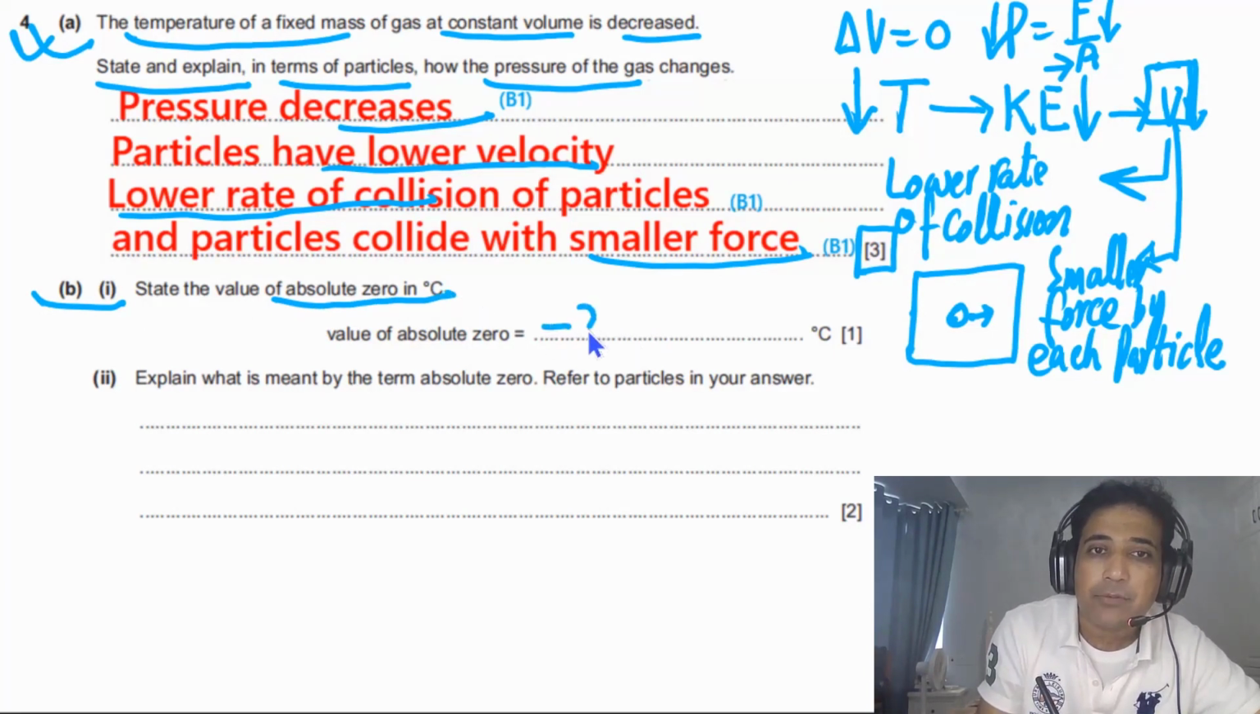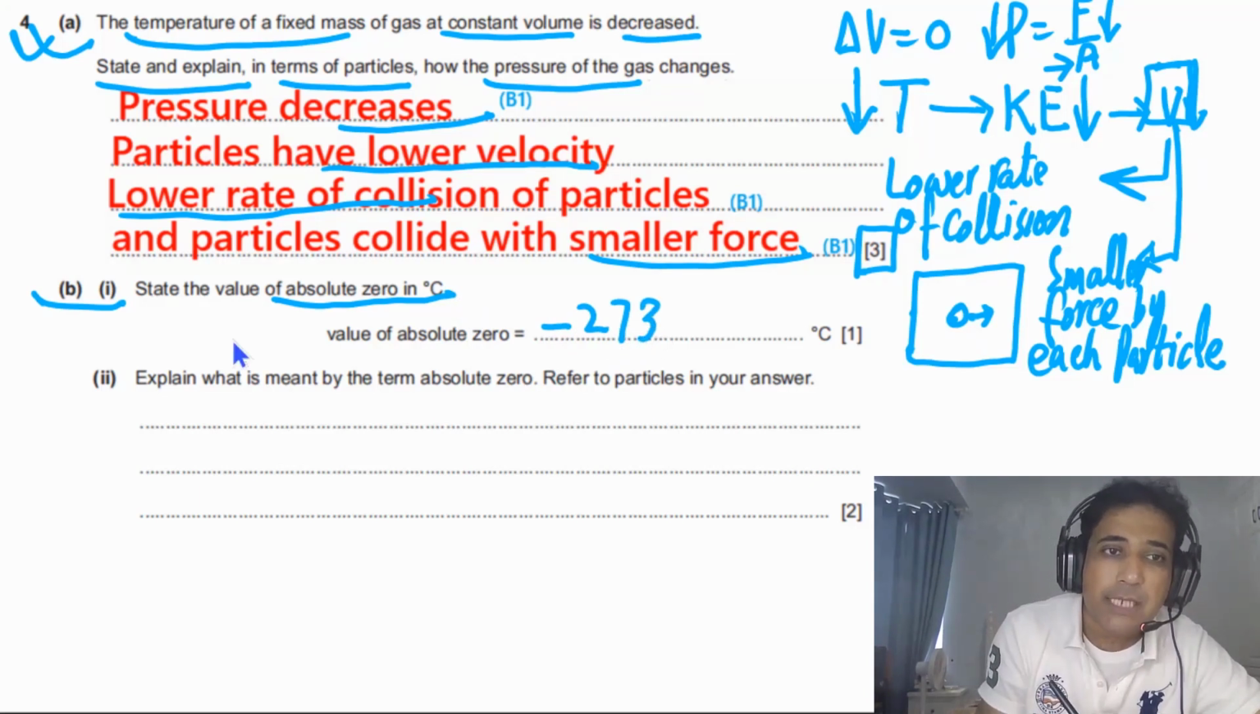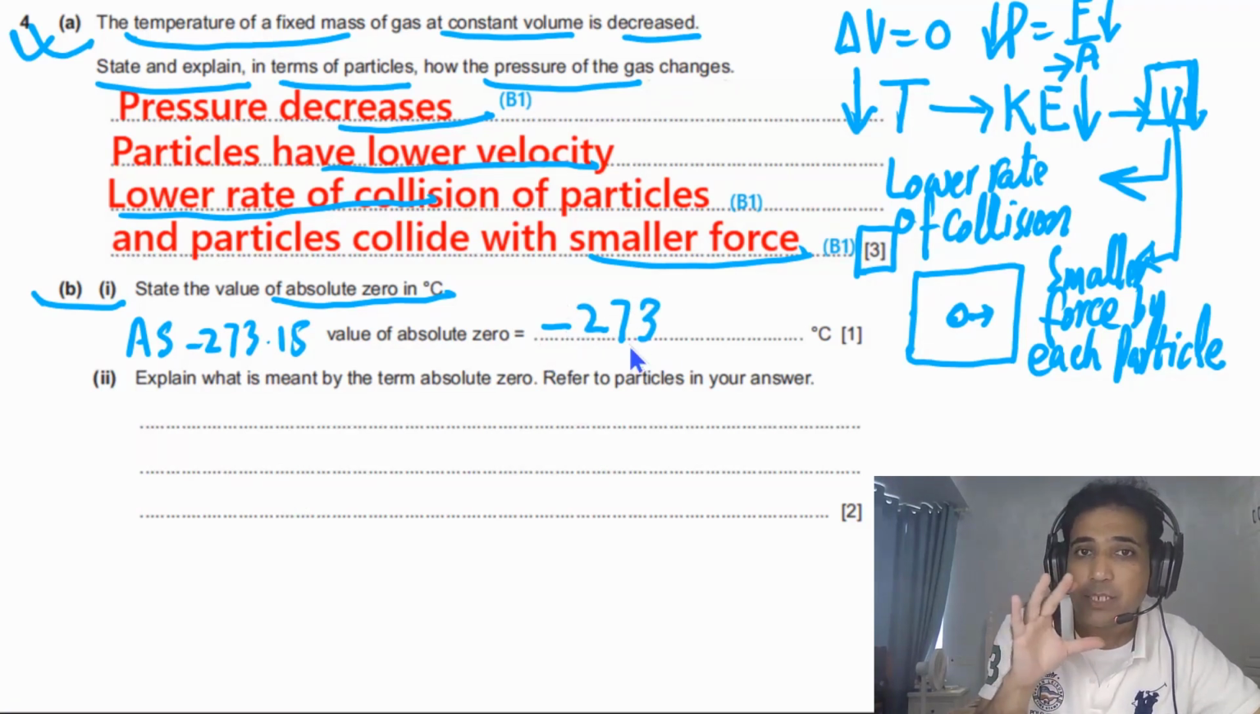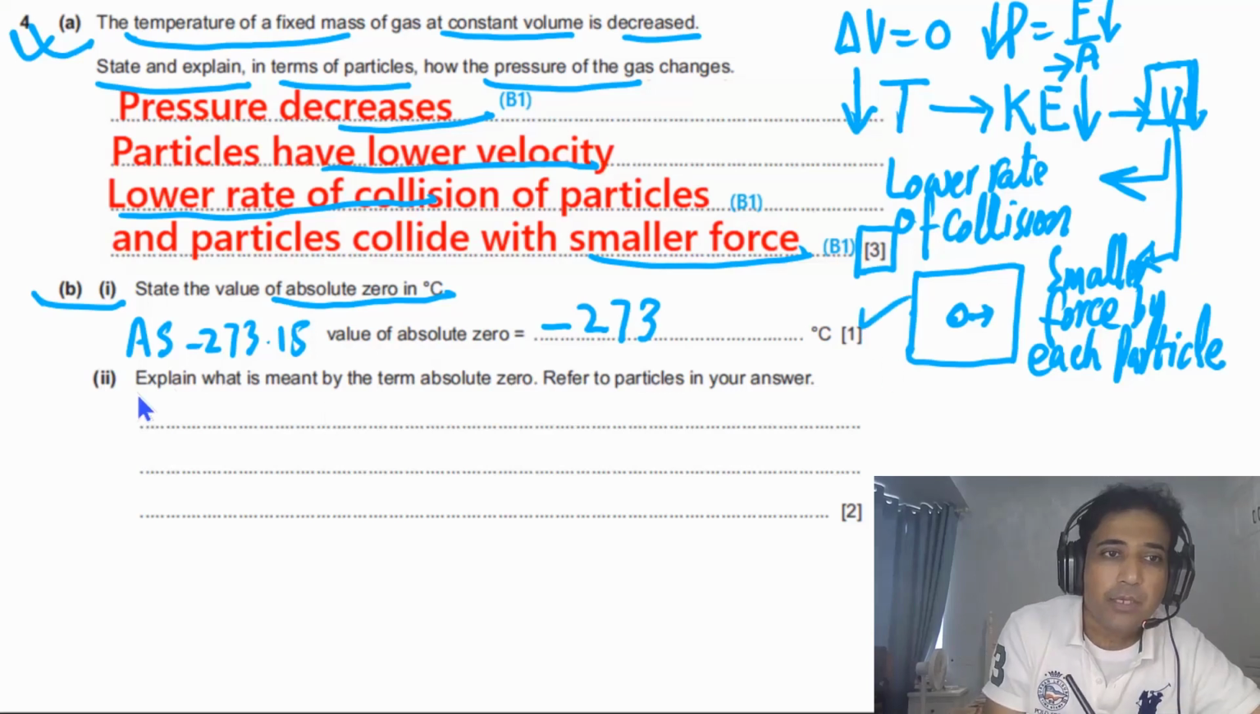At IGCSE level, you can simply say 273 degrees Celsius. But when you go to AS level, we will state this more precisely. We will say this is minus 273.15 degrees Celsius. But at IGCSE level, if you simply write minus 273, you will get the mark for this one.